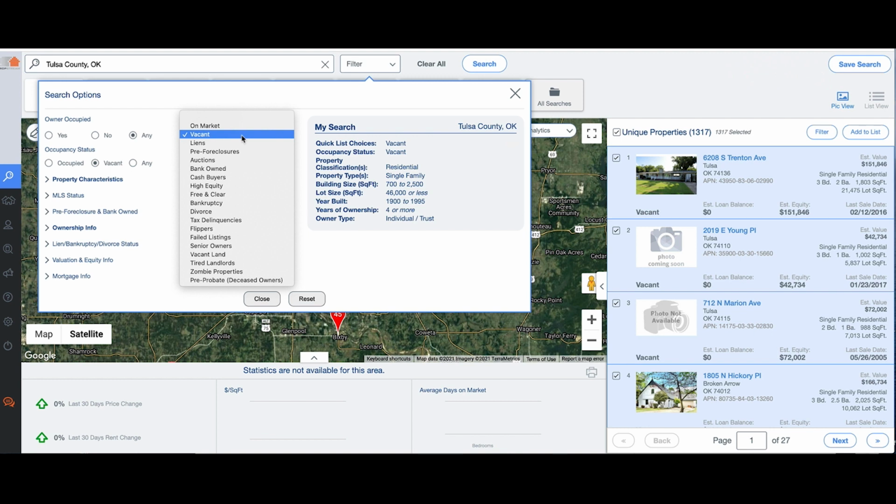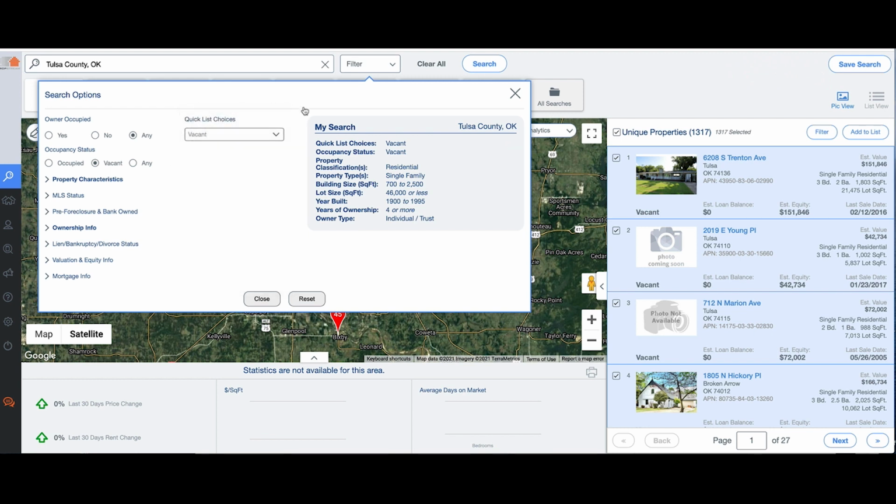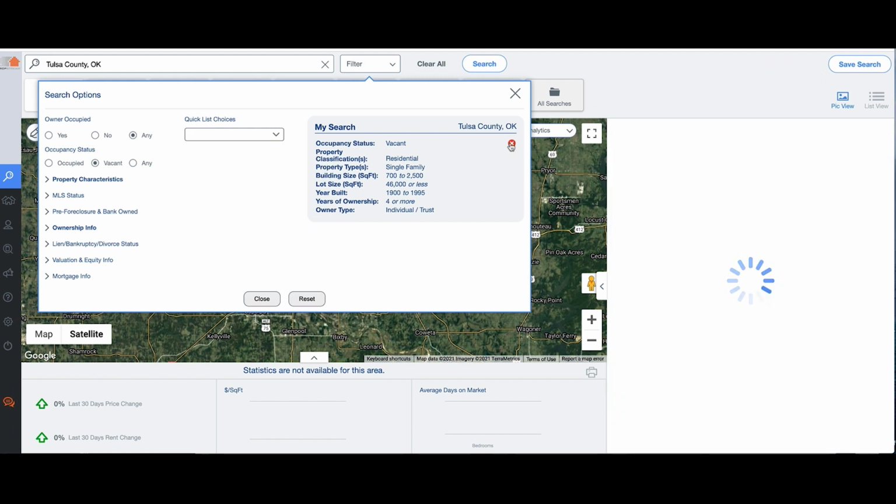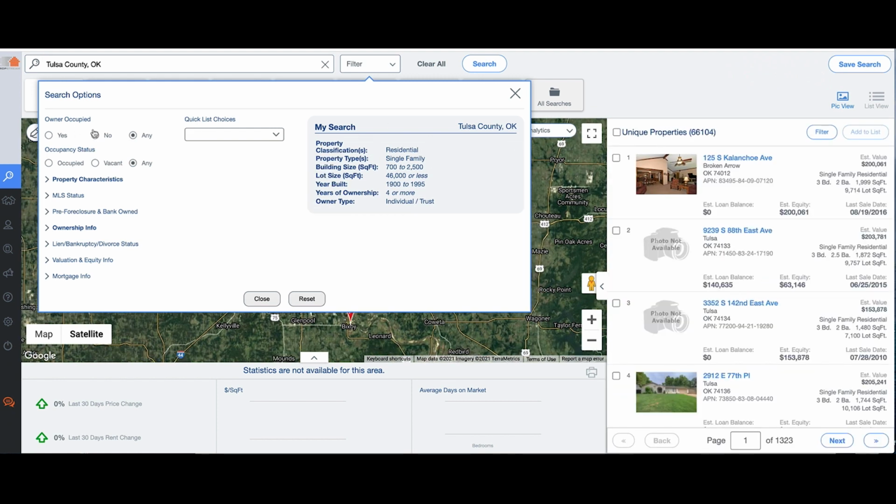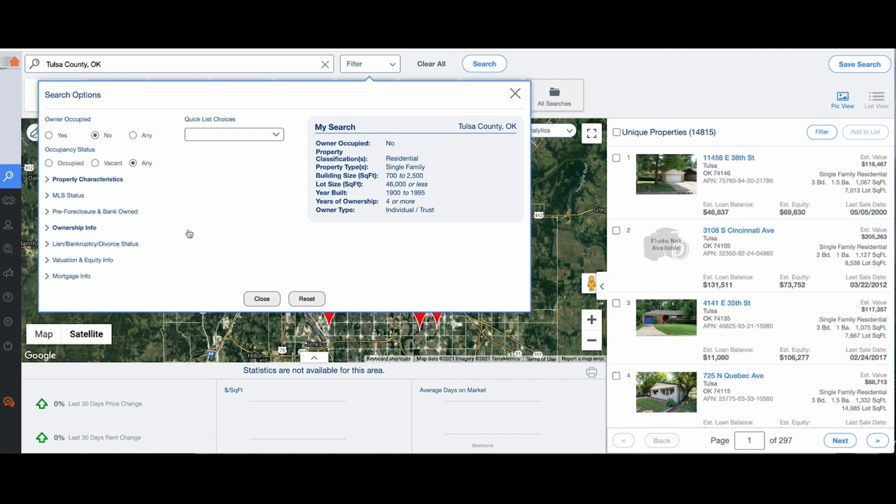The next list that I really like would be more of a tired landlord and absentee owner. So I'm going to remove that, and I'm just going to say owner occupied no. So it was that simple. All the filters stayed the same, and I just did owner occupied. I made sure this was blank. I look at this to double check, and now we have 14,000 possible tired landlords. So this is how you pull a motivated seller list in PropStream.